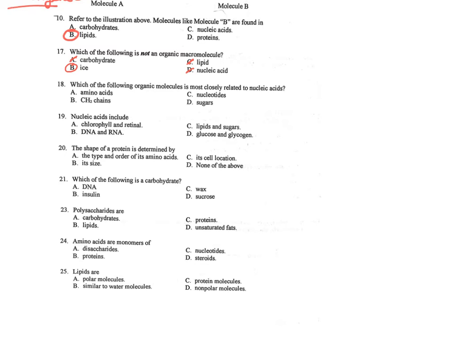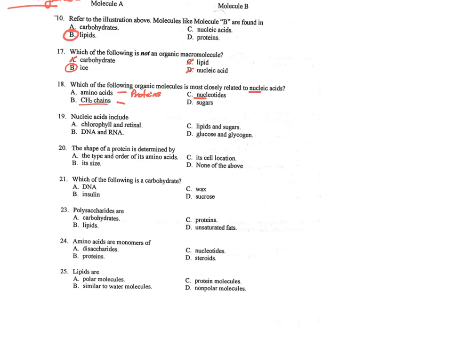Which of the following organic molecules is most closely related to nucleic acids? Amino acids. No, nucleotides. Nucleotides, very good. If you look here, nucleic, and there's nuclei. Even if you blank out and wonder how you're going to figure this out, the answer's in the words. Amino acids are found in proteins, the monomers of proteins or polypeptides.